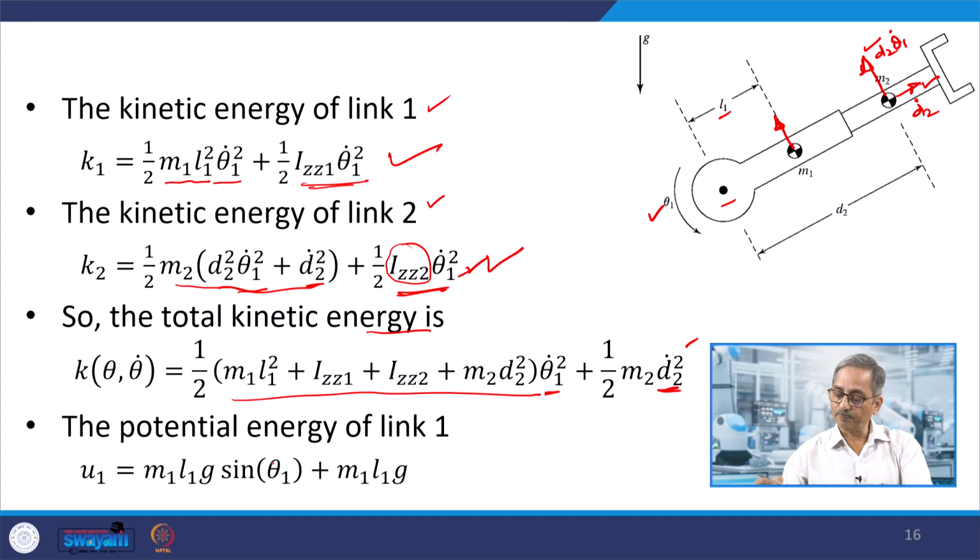Next, the potential energy of link 1 will be basically this distance, which is L1 sin theta. So M1 L1 G sin theta 1, because this angle is theta 1, plus a constant value, which is M1 L1 G.